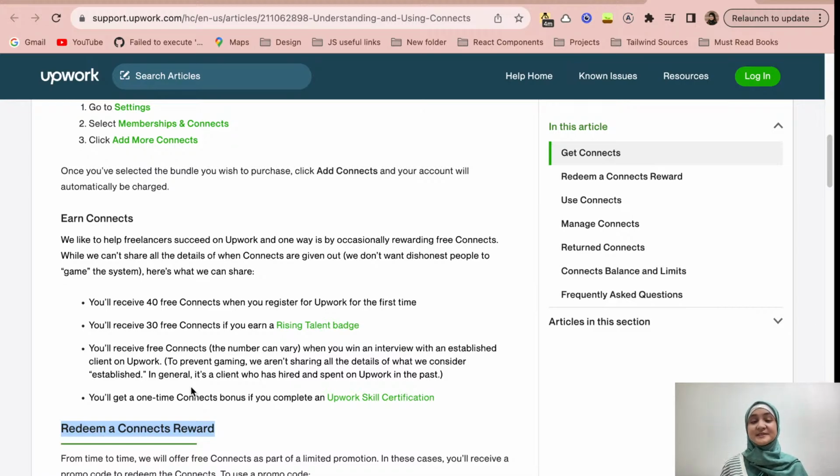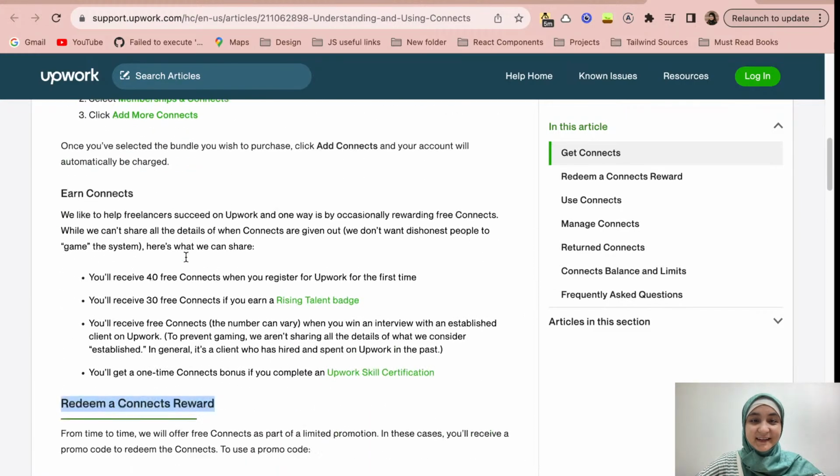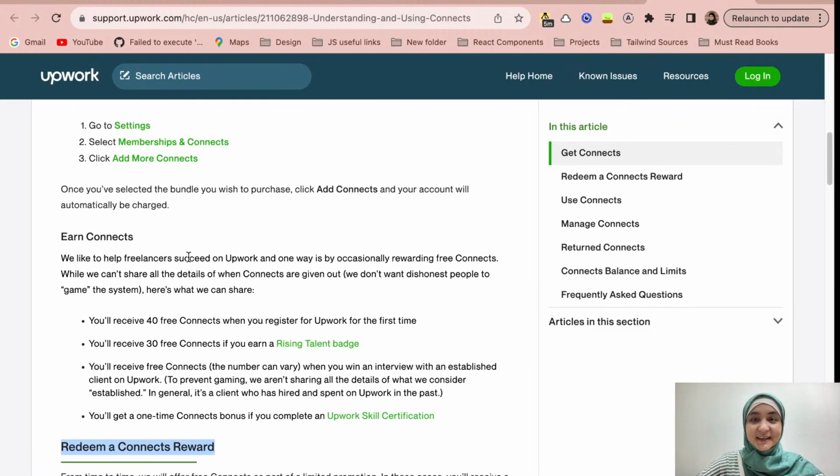Upwork has not specified what an established client means. They're not giving all the details, but some details include that these are clients with lots of spending on Upwork and a long history of hiring freelancers. So that's another way to get connects.